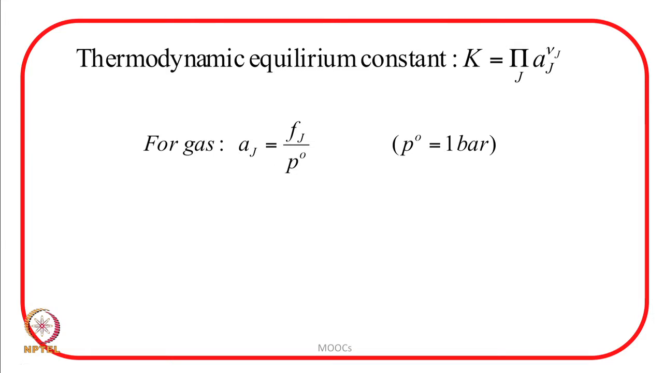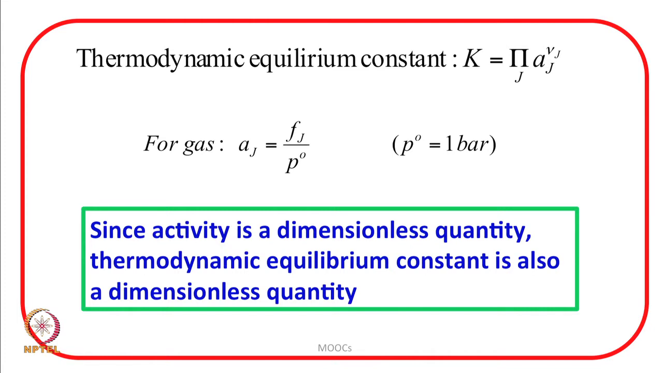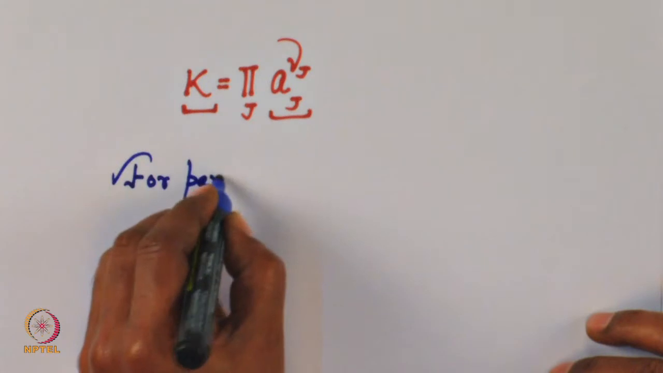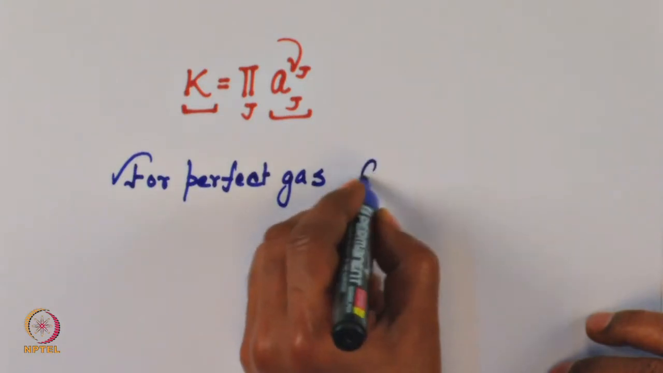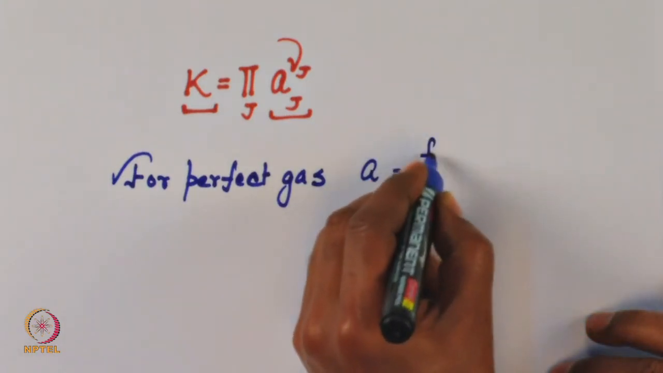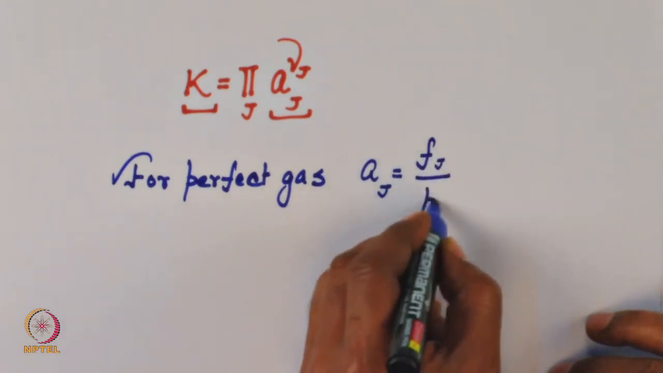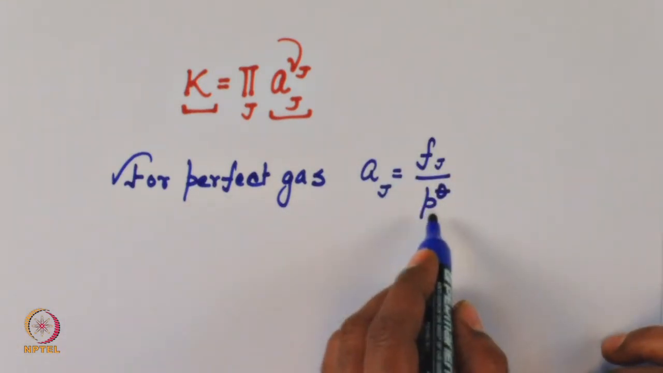And in fact, since activity does not have any unit, it is a dimensionless quantity. Thermodynamic equilibrium constant is also a dimensionless quantity. For ideal gas, we will write, as I said, activity is equal to fugacity. Fugacity has units of pressure, therefore, you divide by 1 bar, P naught is equal to 1 bar.